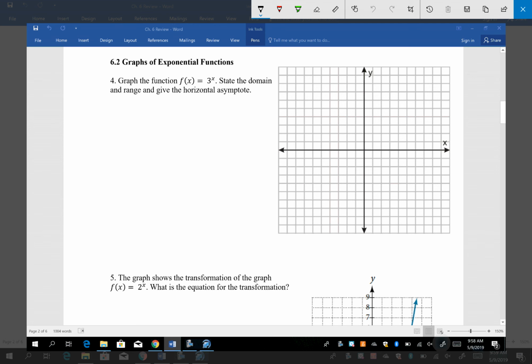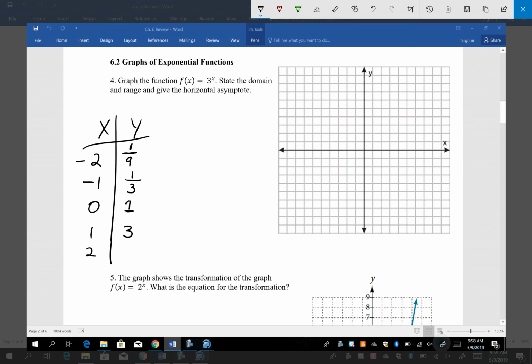Okay, all right, so let's plot this. Give me a T-chart. I'm plugging in x values into 3 to the x. What's 3 to the negative second power? It's 1 over 9, because 3 squared is 9 but you put it in the denominator, which is about 0.1. It's very small. What about 3 to the negative first power? 1/3. Anything to the 0 power is 1. 3 to the first power is 3, and 3 squared is 9. So let's plot these points.